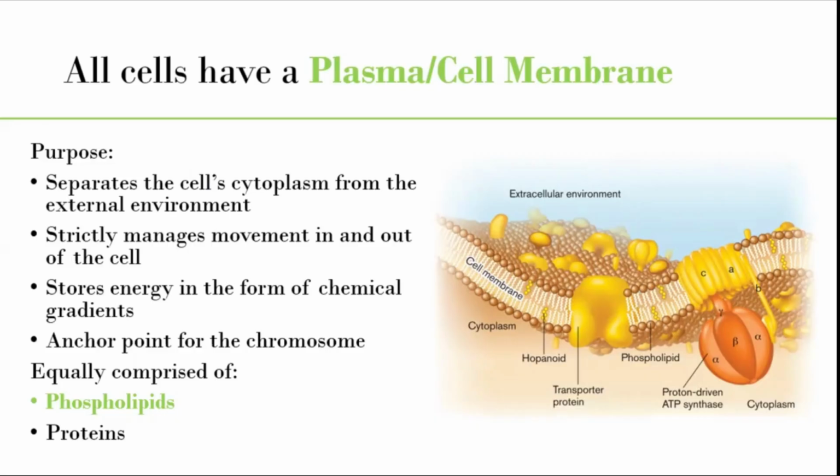This is something that prokaryotes do that eukaryotes don't. It's equally comprised of phospholipids and proteins, and by that I mean weight. So if you weigh out the membrane, 50% of it will be phospholipids by weight, 50% proteins. There are technically more phospholipids, they're more numerous, but proteins are way bigger.